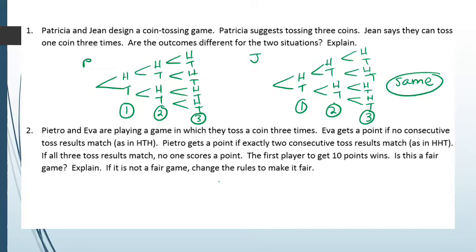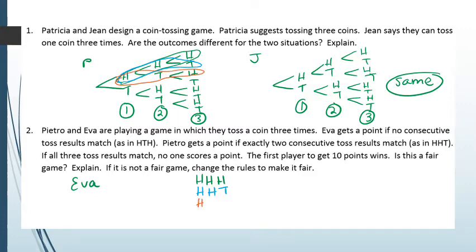Now for the second problem, we're being asked if these two people are equally likely to win. And so Ava's going to get a point if there's no consecutive toss results that match. So for example, she gets a point for the outcome. And actually it probably makes sense if you haven't to list all the possible outcomes. So let me do that really quickly first. So heads, heads, heads. Again, I'm just tracing the outcome here on the trees. Then I have heads, heads, tails. Then I have heads, tails, heads.